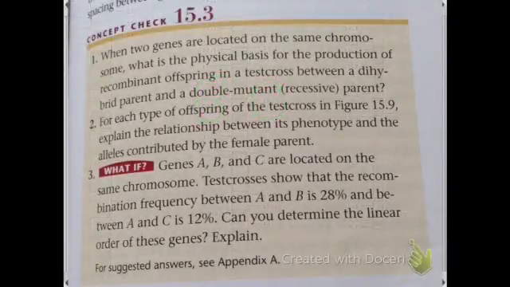Now let's look at how we can apply genetic mapping to questions. This question is found on page 297, and it is question 3. It says, genes A, B, and C are located on the same chromosome. Test crosses show that the recombination frequency between A and B is 28% and between A and C is 12%. Can you determine the linear order of these genes? Explain.